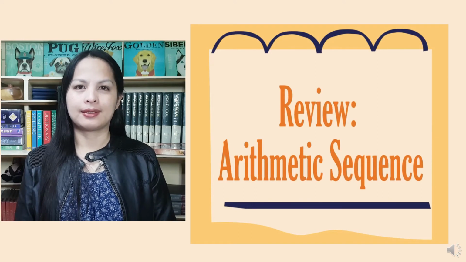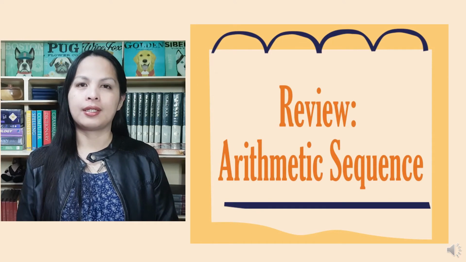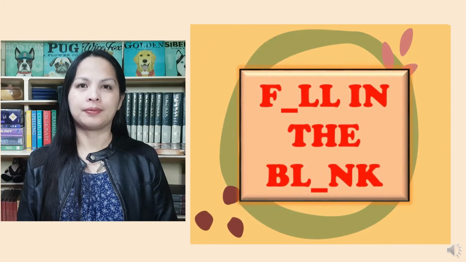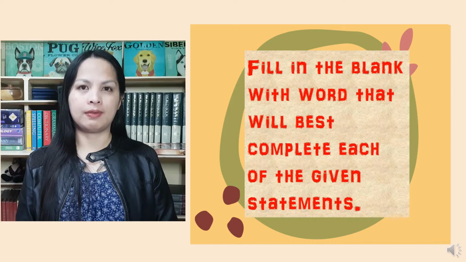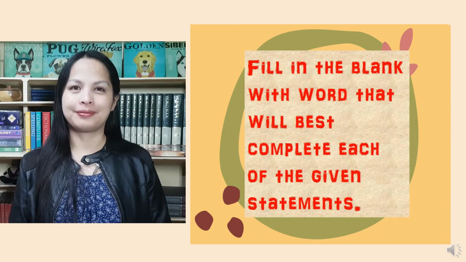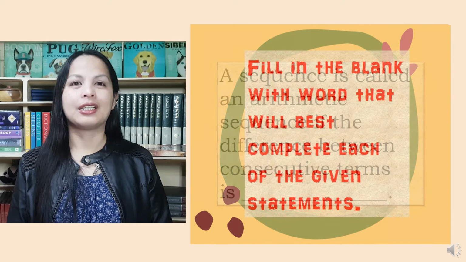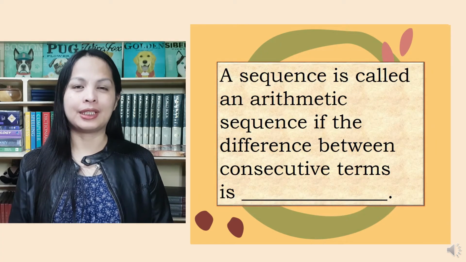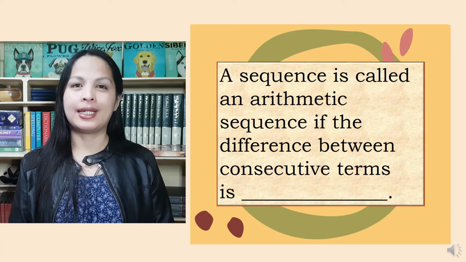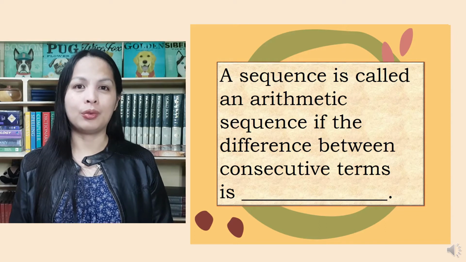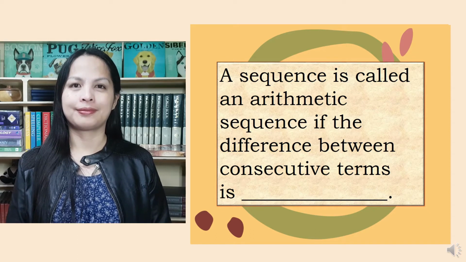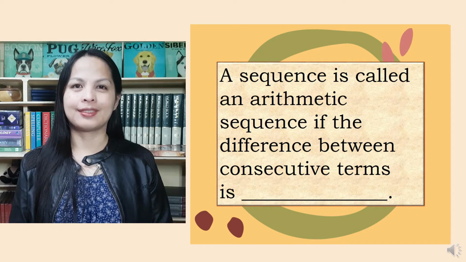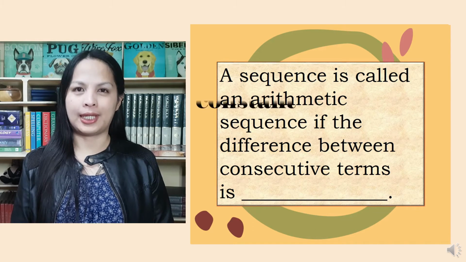Let's review first our lesson on arithmetic sequence. Let's have an activity. Fill in the blank with words that will best complete each of the given statements. Number 1. A sequence is called an arithmetic sequence if the difference between consecutive terms is blank. Correct. Constant.